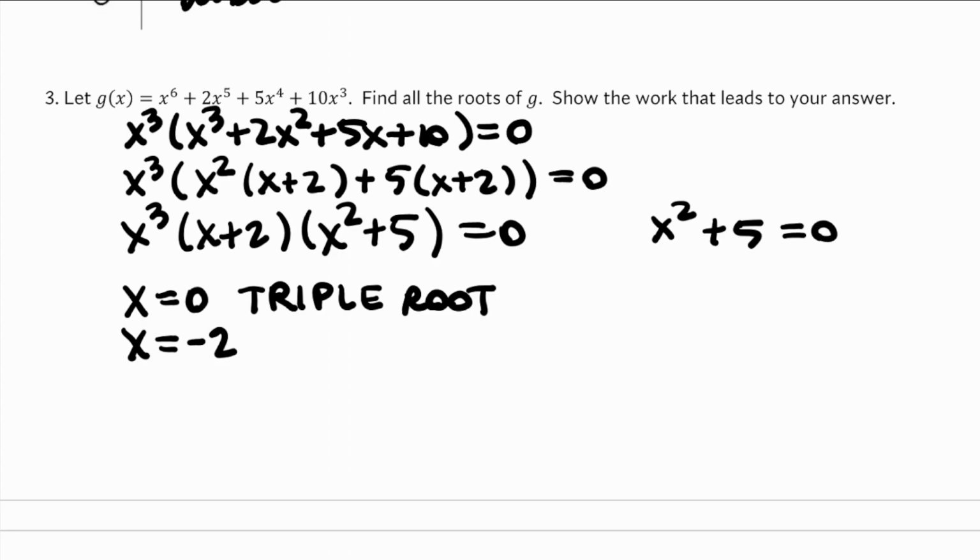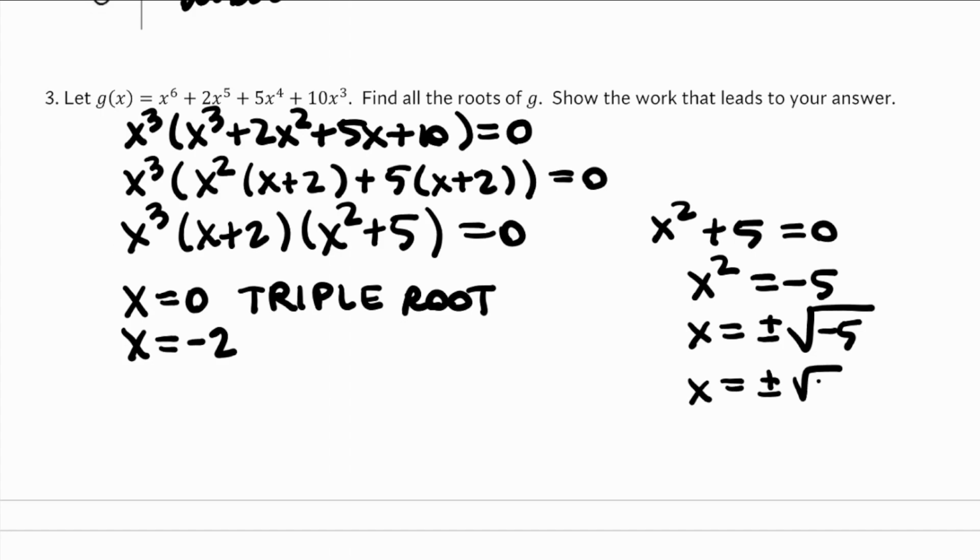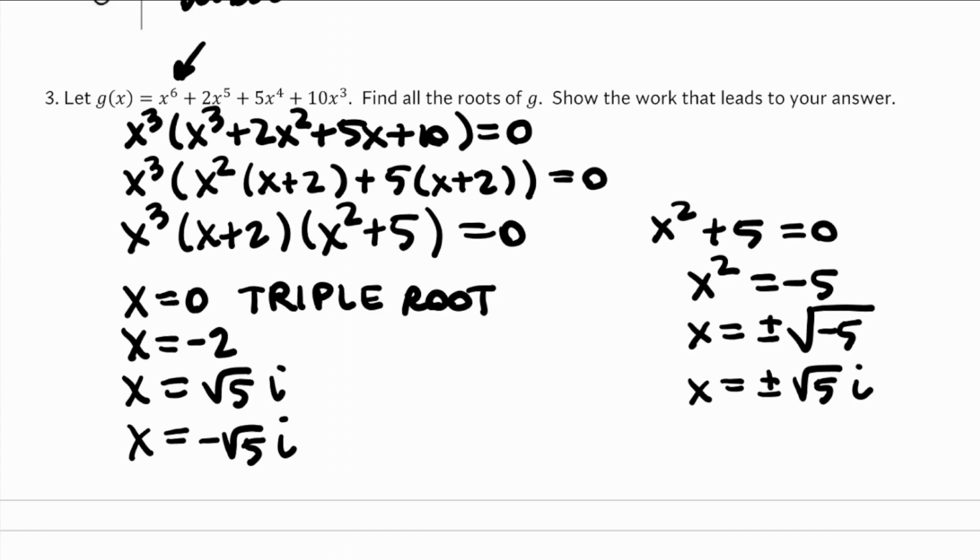Okay, and I don't need to use the quadratic formula on this or try to factor because I only have one power of x, so I can solve it directly. And then I'm going to take the square root of both sides. Okay, and I'm going to have x equals plus or minus the square root of 5 times the square root of negative 1, which is i. And so I have two more: x equals root 5i and x equals negative root 5i. And between the triple root and 3 single roots, that does add up to degree 6, so I'm feeling good about that.